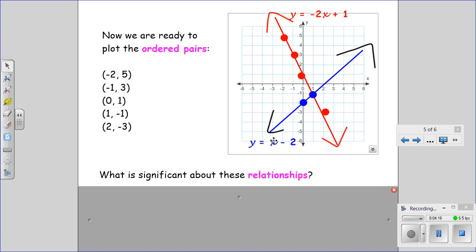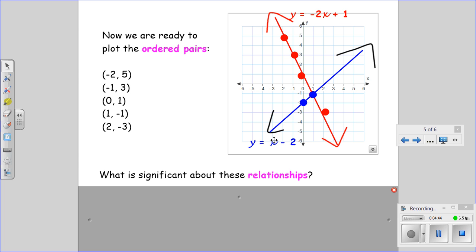Now, what do I notice about both of these relationships? I can say that y equals -2x plus 1 is a perfect negative correlation, because it's a straight line and the slope is negative. It's also a partial variation because the y-intercept is not 0. It's a negative correlation because it rises to the left.